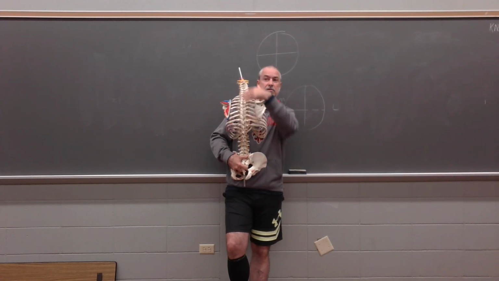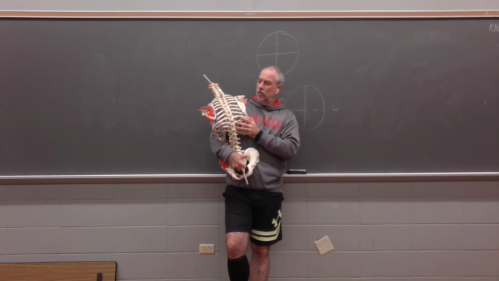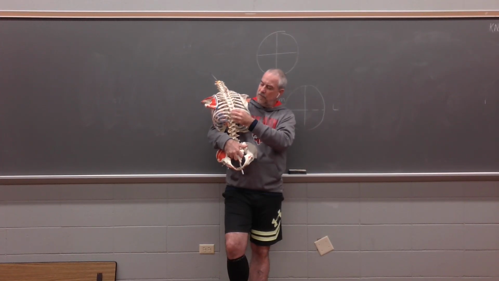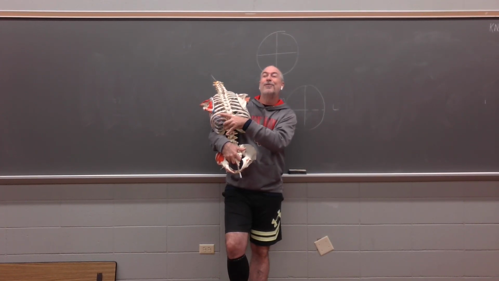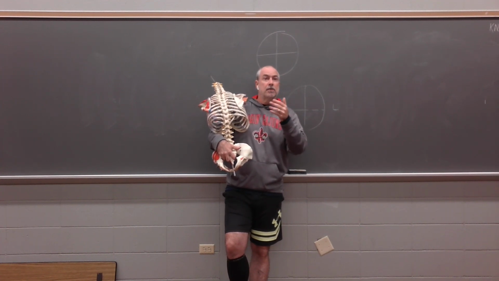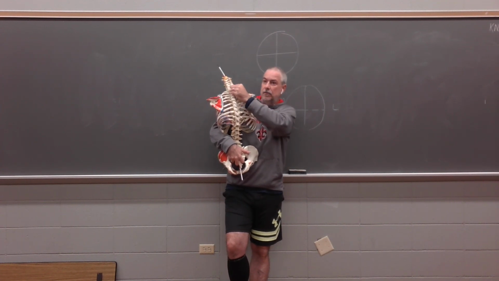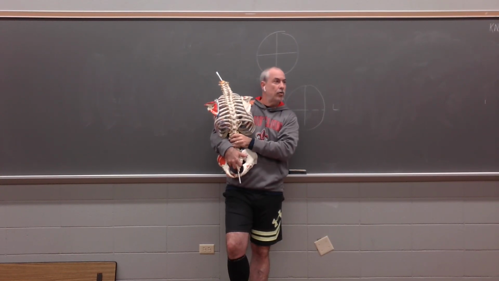So you have 7 of these. Do you guys remember how many of these you had? 12. And what happens when you transition from thoracic to lumbar? You lose ribs. Like you don't have any more ribs. Like that's literally the only difference. So no ribs, no ribs, cervical, thoracic, lumbar.